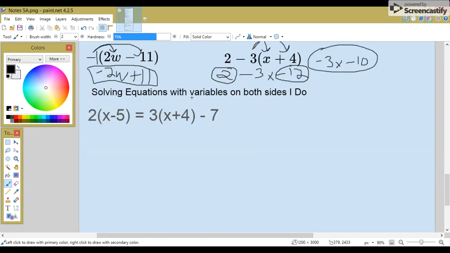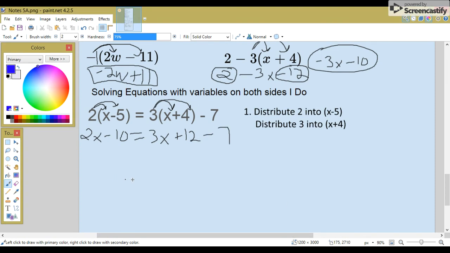Solving equations with variables on both sides. So our first step, we want to distribute, multiply each term. 2 times x is 2x. 2 times negative 5 is negative 10. We do the same thing on the other side. We're going to distribute that 3 into the parentheses. 3 times x is 3x. 3 times 4 is plus 12. And then we have minus 7.